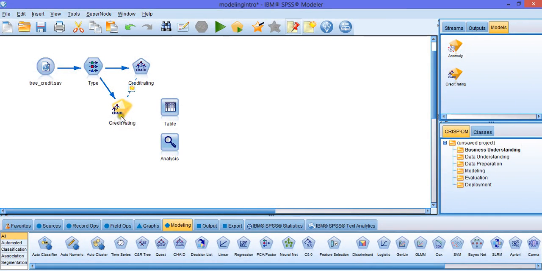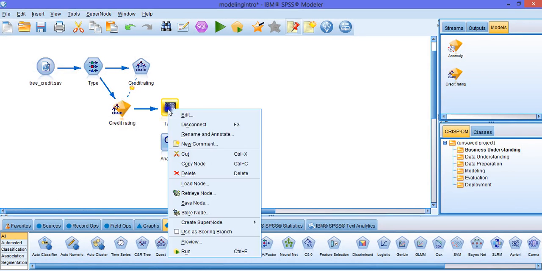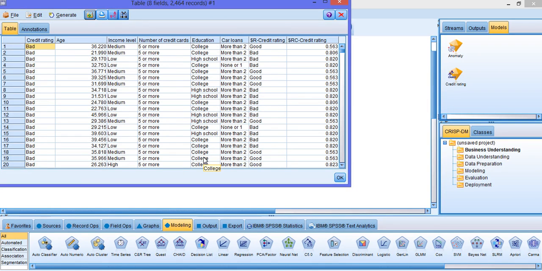Okay, so let's connect the table to the model and see the individual records, to see what kind of customers are predicted good or bad, and what the confidence level is. For the first one, this person is 36 years old, the income level is medium, and he or she has more than 5 credit cards with a college degree, and didn't pay the loan. The model predicts with only 56% confidence that the person is going to have a good credit rating. But for the second one, it is 80% confident that the person is bad. So most of them are the same, and some of them it doesn't predict right.